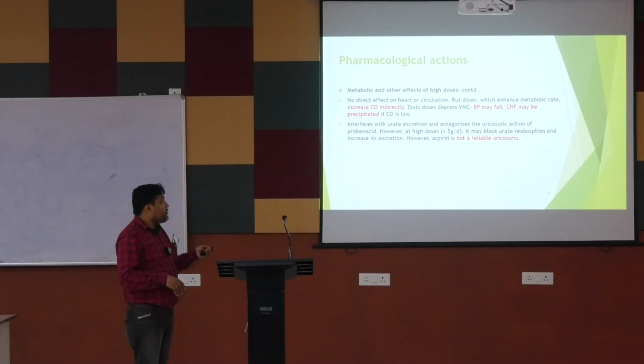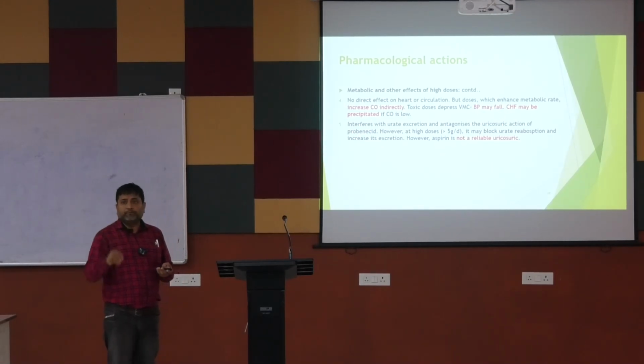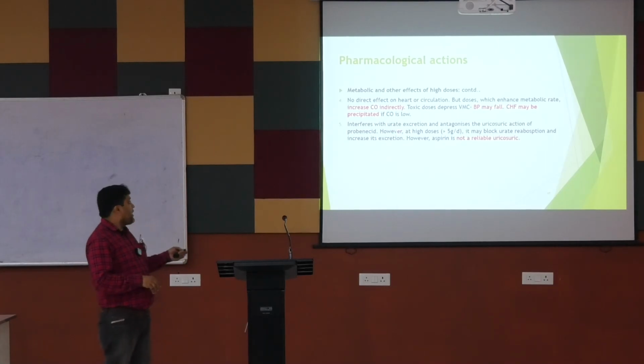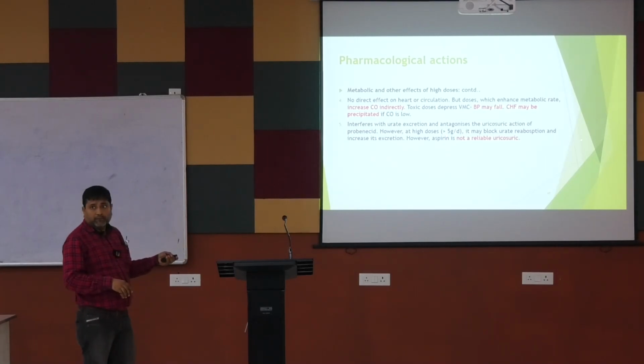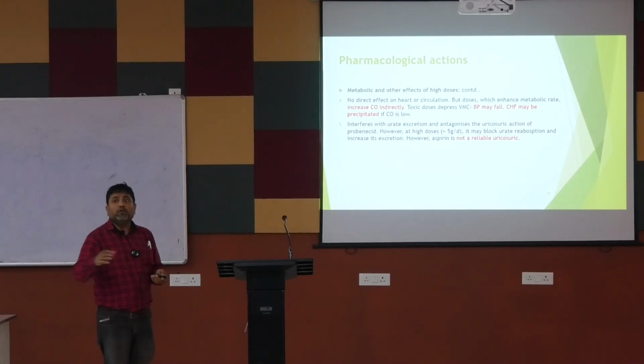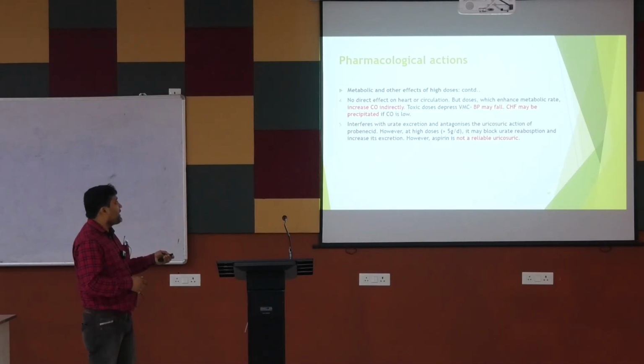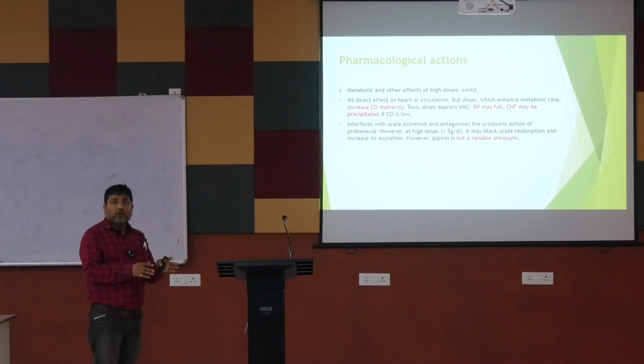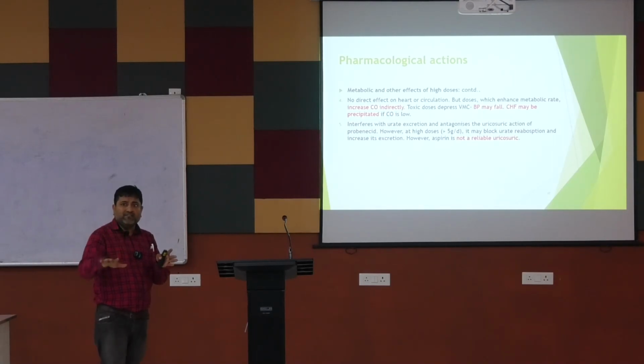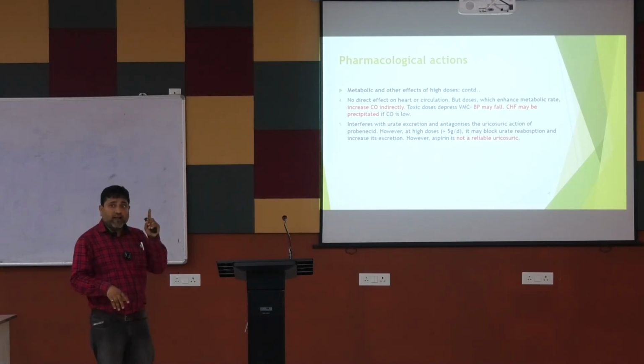Now, high-dose aspirin is also uricosuric. With the ingestion of aspirin more than 5 grams per day, it may block urate reabsorption and cause more uric acid excretion. While in the lower doses, it antagonizes the uricosuric action of probenecid. Lower dose reduces uric acid excretion, but in higher dose, it has uricosuric action.